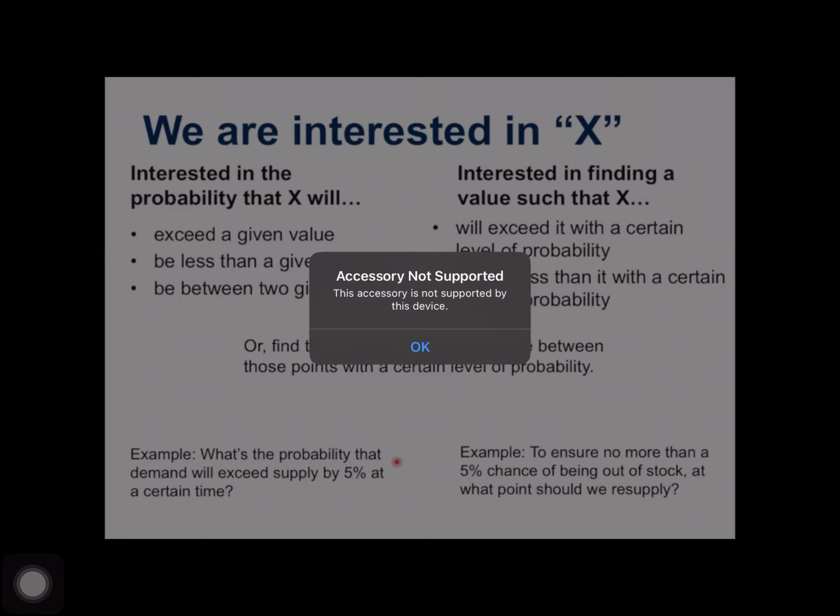What's the probability that demand will exceed supply by 5% at a certain time? Or, to ensure no more than a 5% chance of being out of stock, for example, out of some kind of supply, at what point should we resupply? Normal probability is going to be helpful to answer those, and I think we're going to illustrate both of these in just a moment.